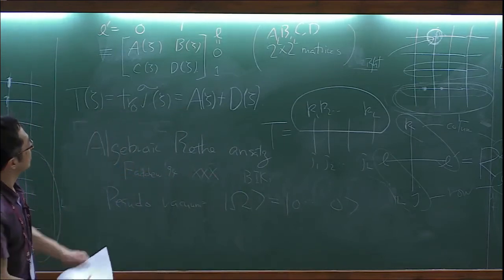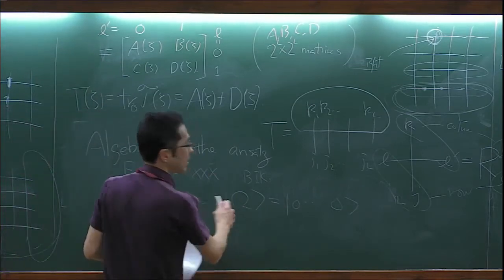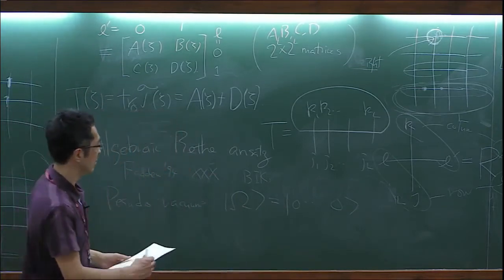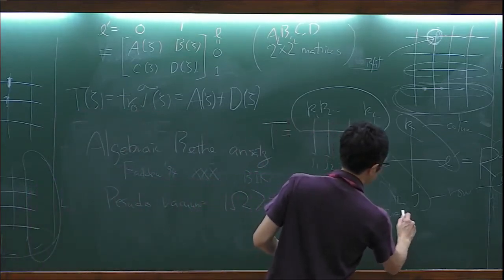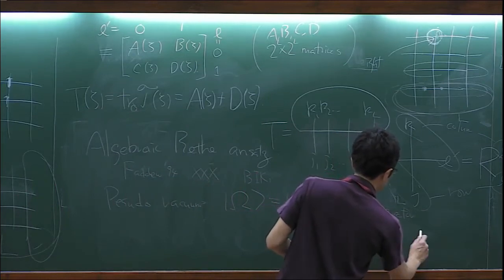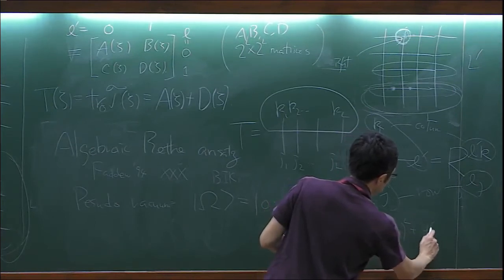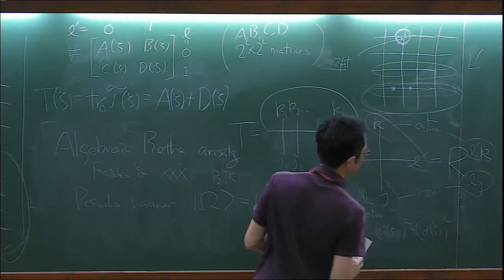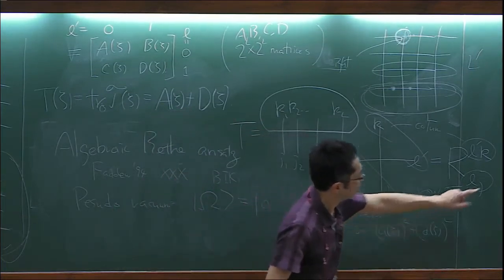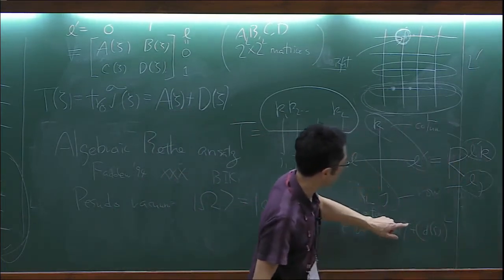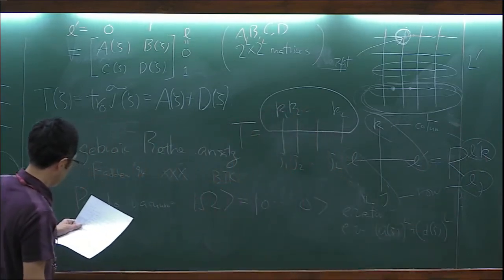And one can easily check by the definition that this is, in fact, an eigenvector for this transfer matrix, with eigenvalue. And this eigenvalue is also simply calculated to be a zeta, which appears here, to the power L plus d of zeta to the power L.